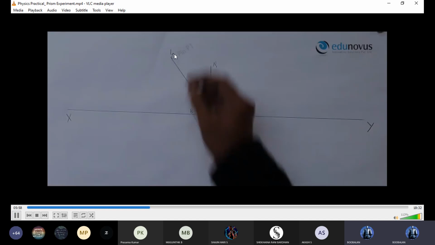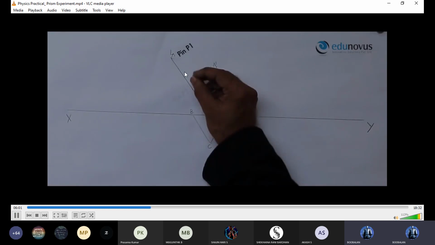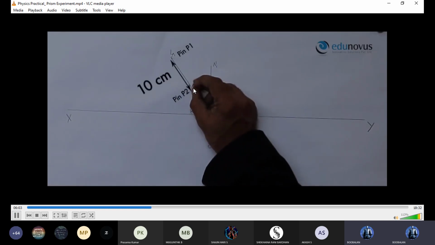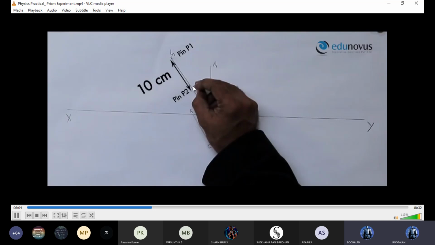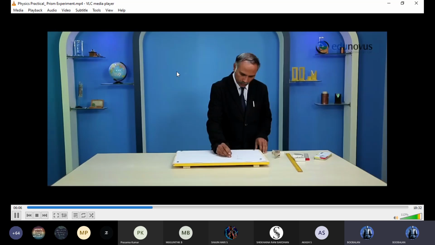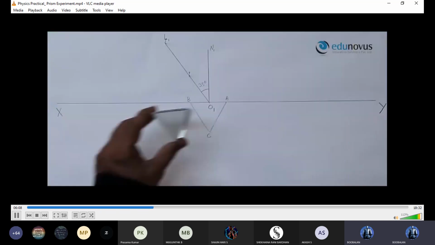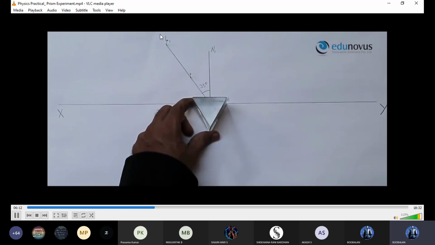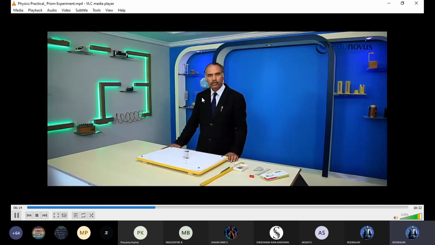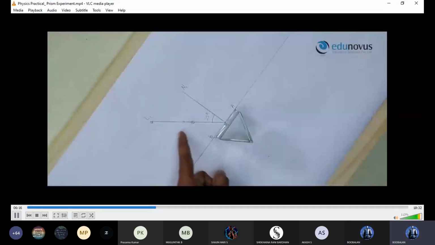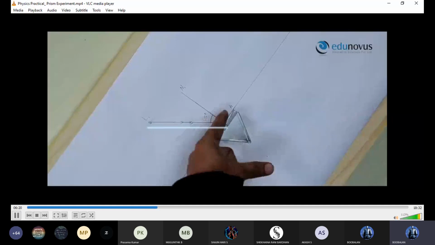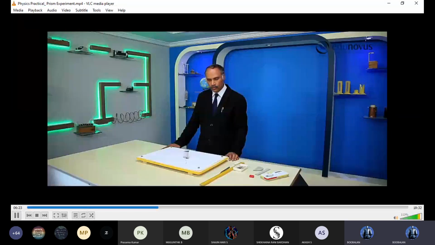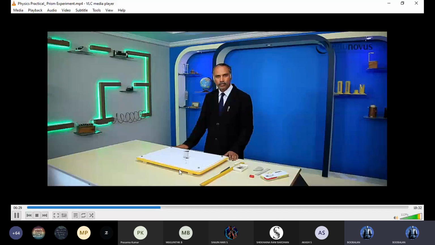This is the incident point, pin 1, and one more incident point, pin 2. Approximately 10 centimeters, no need for 10 also. This is the incident point. The angle of incidence is 35 degrees. Now we want to find the emergent ray.